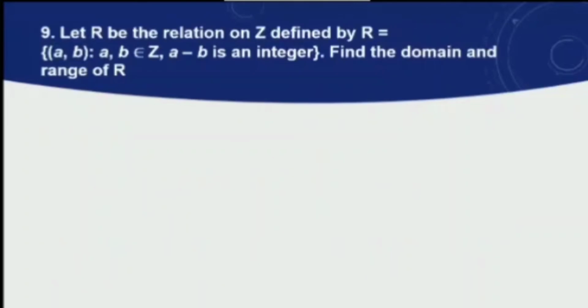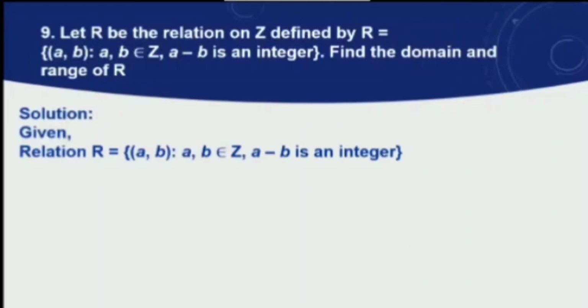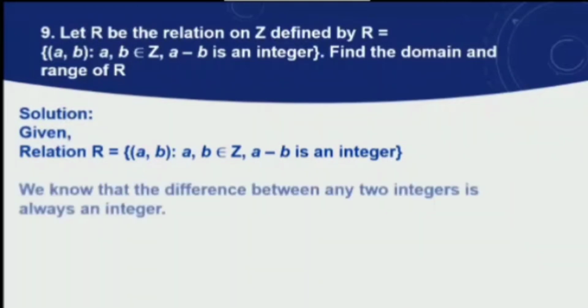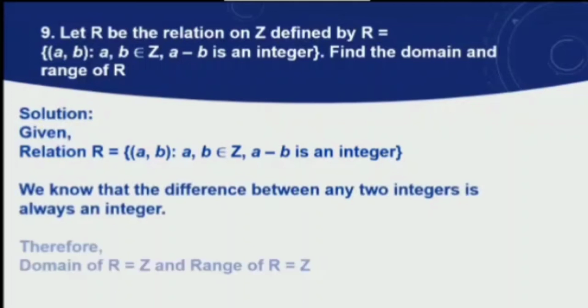In question 9, let R be the relation on Z defined by R equal to (a, b), where both a, b belong to Z. Z means the set of integers. And a minus b is also an integer. Find the domain and range of R. So R is given as a relation of ordered pairs (a, b), a and b both belong to Z and a minus b is an integer. We know that the difference between any two integers is always an integer. Therefore, the domain of R is Z and the range of R is also Z.